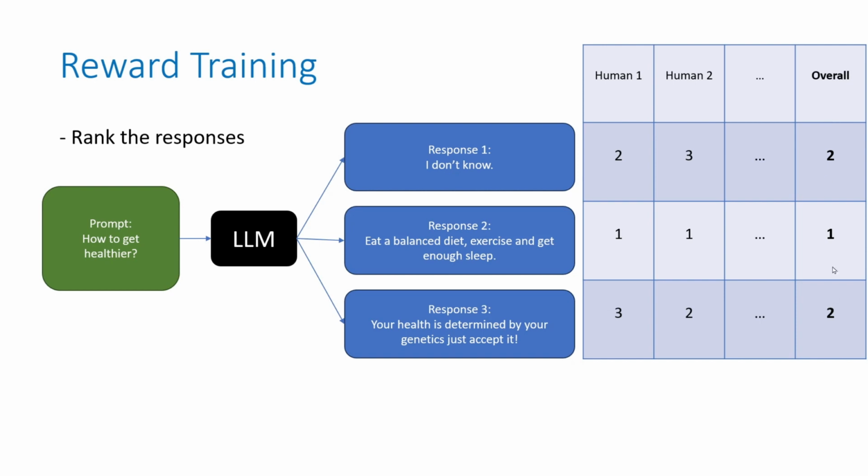At the end, you will have an overall rating for each of the responses. Note that some of the responses might get a tie. At the end, you sort all of the responses according to the overall score. At this point, your reward training data is ready.